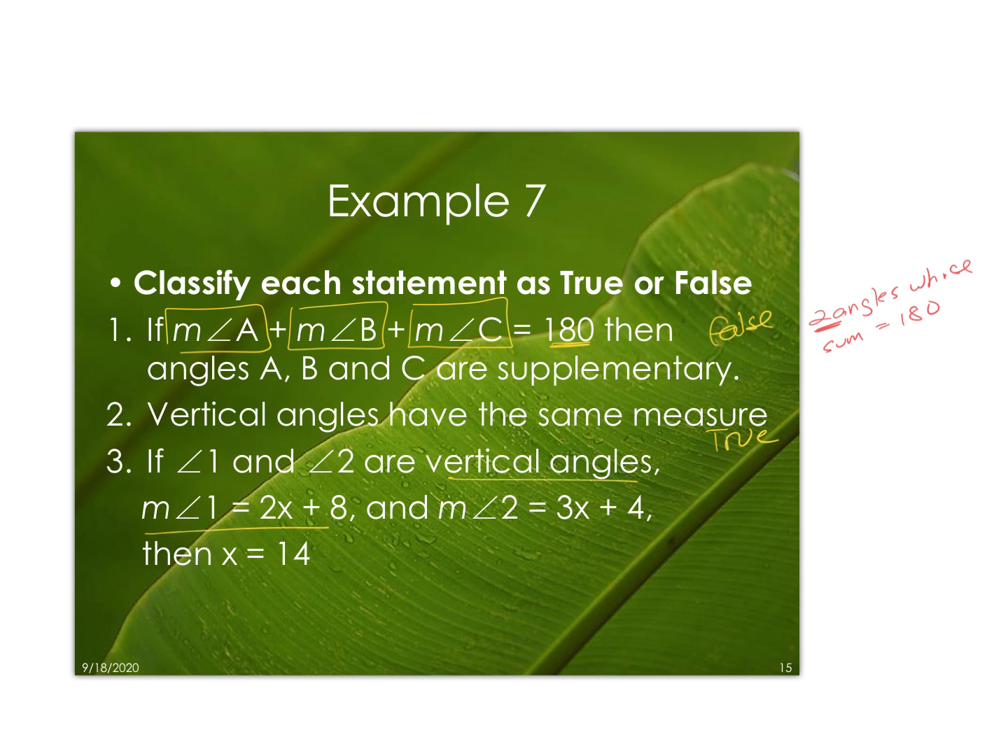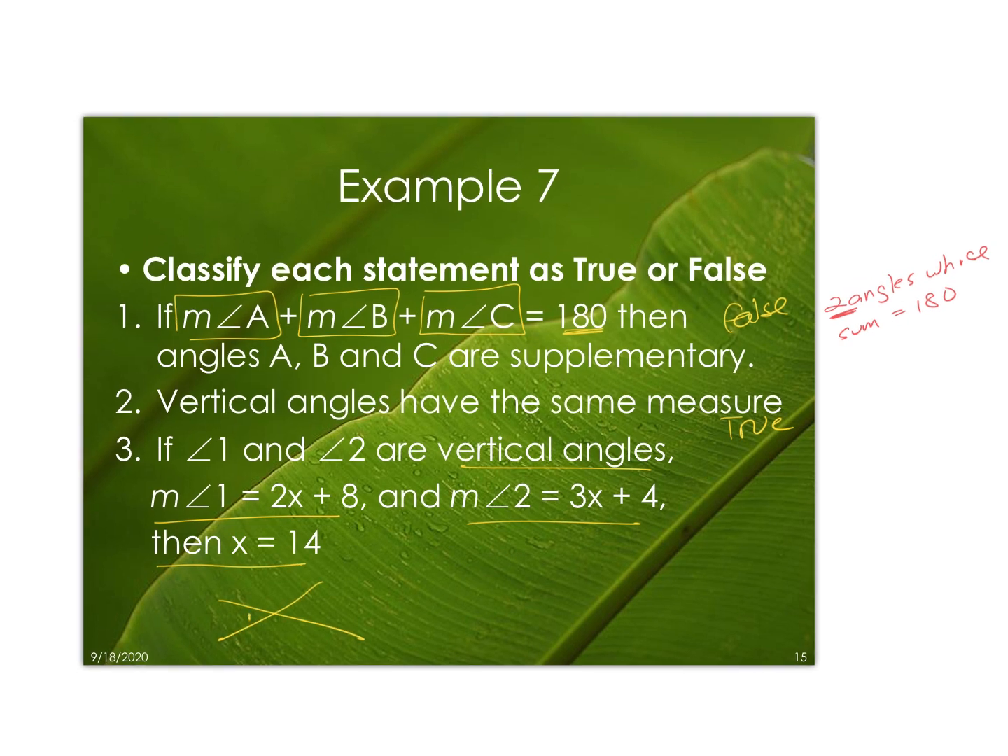And the last one says if angles 1 and 2 are vertical angles, and the measure of 1 is 2x plus 8, and the measure of 2 is 3x plus 4, then x is 14. Is that true or false? You have to draw this out, right? That's just exhausting to even try to read, right? So here's angle 1, here's angle 2. They're telling me that they're vertical, so I drew it out. Angle 1 is 2x plus 8. Angle 2 is 3x plus 4.